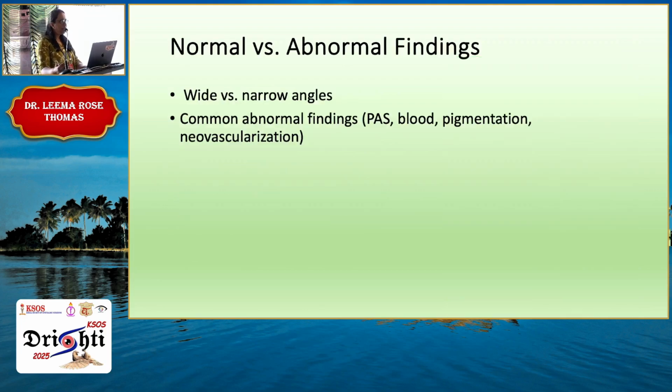Now, obviously, the differentiation is between a wide and a narrow angle, and the structure is the PTM, that is the pigmented trabecular meshwork. If you're not seeing the PTM without any manipulation, without any indentation, for more than 180 degrees, then it is considered to be an occludable angle. Common abnormal findings would include PAS, blood, pigmentation, neovascularization, etc.